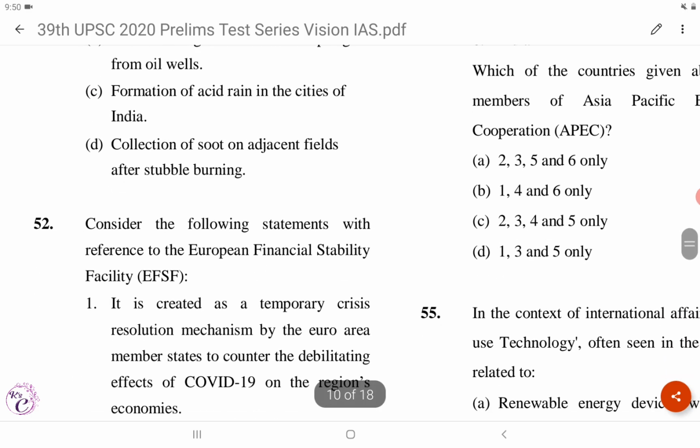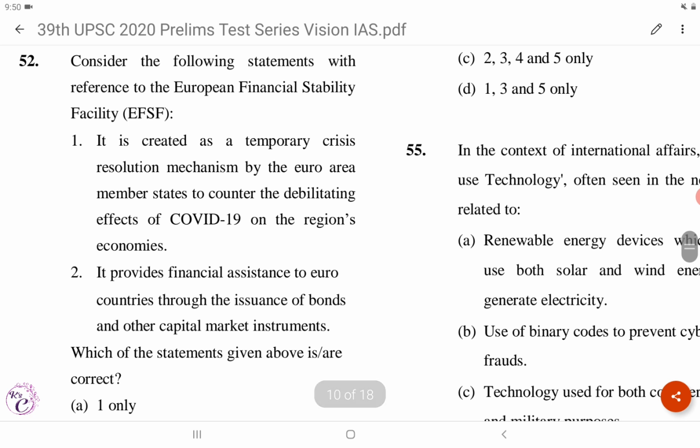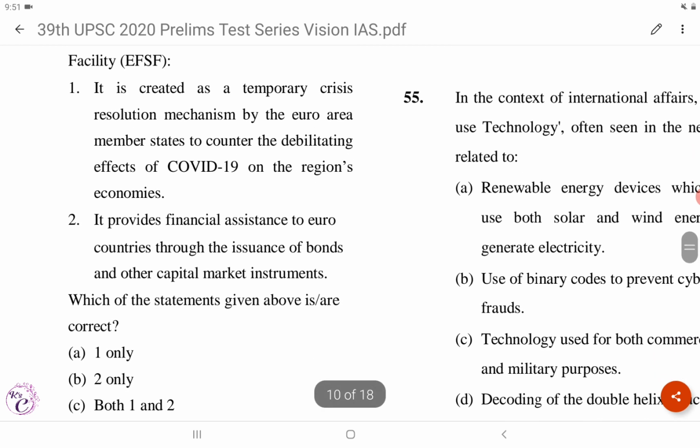Now let's come to question number 52. Consider the following statements with reference to the European Financial Stability Facility, that is EFSF. Statement 1: It is created as a temporary crisis resolution mechanism by the euro area member states to counter the debilitating effects of COVID-19 on the region's economies. Statement 2: It provides financial assistance to euro countries through the issuance of bonds and other capital market instruments. Which of the statements given above is or are correct?